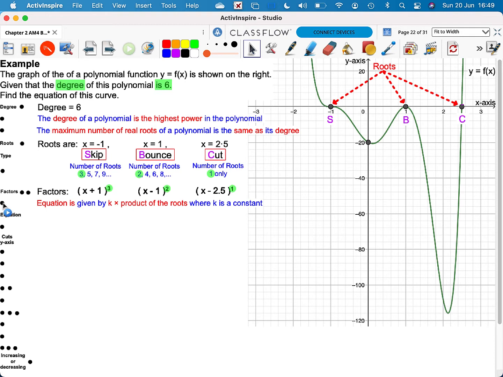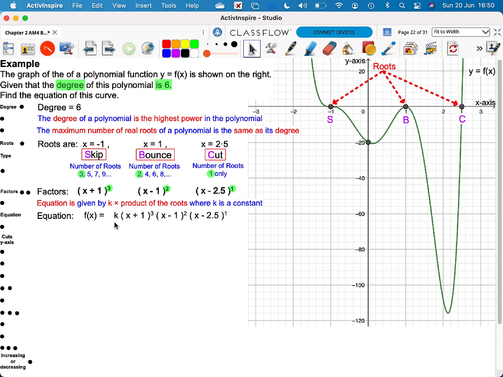Now, what we're going to do is write down the equation, and there's a multiplying factor that you put in front of the roots, and we're going to calculate that at the end. Now, the only reason why we can calculate a multiplying factor, and we'll talk about that in more detail in a few minutes, is because we know where it cuts on the y-axis. We'll come back to that in a minute.